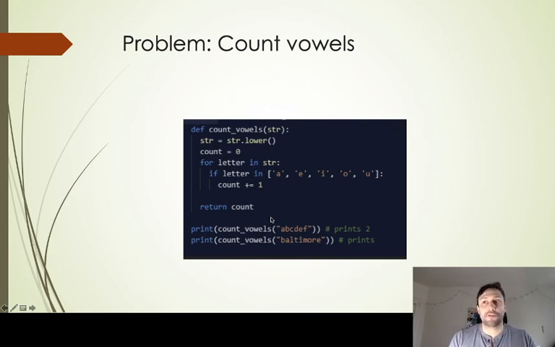So that's all you have to do for this one. Pretty simple. There are a lot of other ways to do it. You could also just say if letter is equal to A, or letter is equal to E, or letter is equal to I, or letter is equal to O, or letter is equal to U, increment count by 1. That also works just fine.